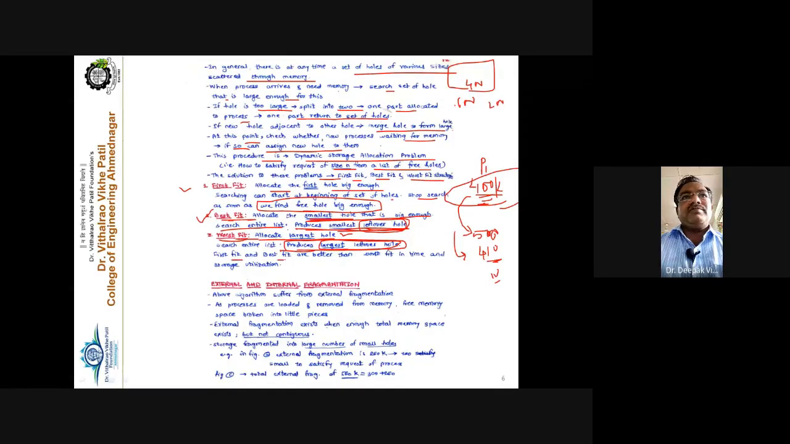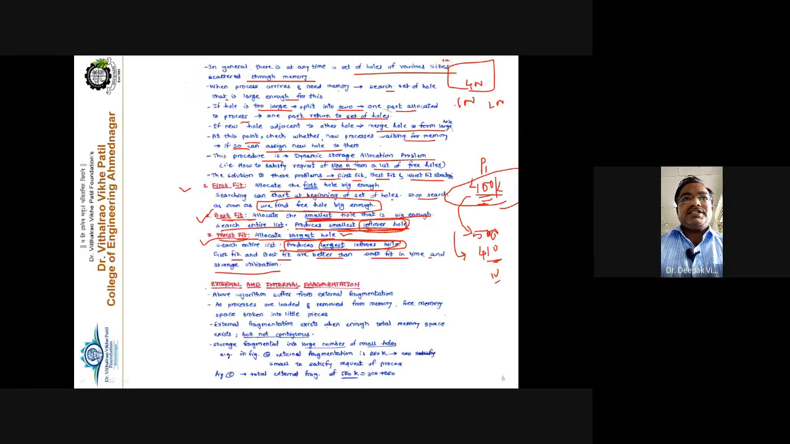So first fit and best fit are better than worst fit in time and storage utilization. So if you want proper memory utilization, if you want proper memory allocation to all the processes, we must go for the best fit strategy or the first fit strategy. If we go for the worst fit strategy, it will unnecessarily create holes in the memory, and those holes are not utilized by any of the processes, right?